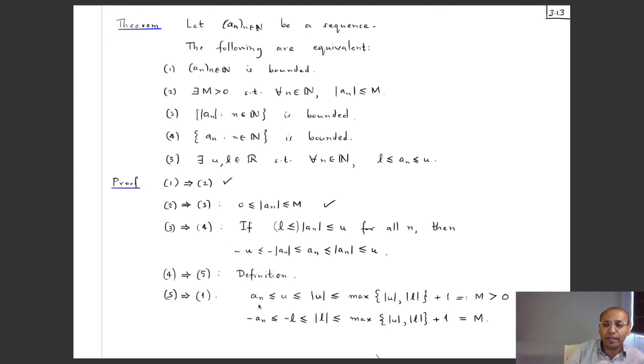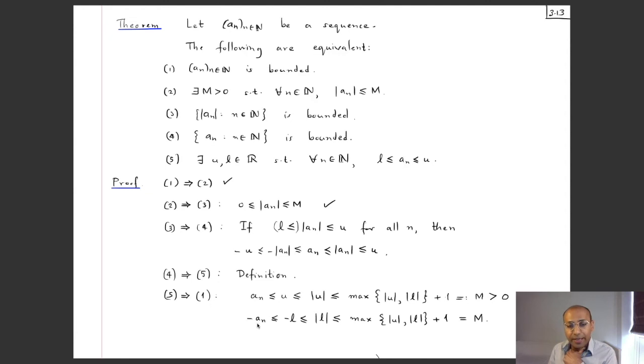So how do you produce this M? Well, we know that a_n is less than or equal to u. That was the hypothesis. And u is less than or equal to mod u. Mod u is furthermore less than or equal to the larger of mod u and mod l. And that is furthermore less than or equal to the same thing plus 1. I add plus 1 because, if by chance this is 0, I would still have M positive. So I take M as the maximum of these plus 1, and that's a positive number. And what we know is a_n is certainly less than this quantity, which is what we are taking as M.